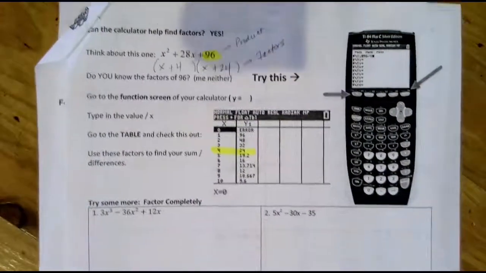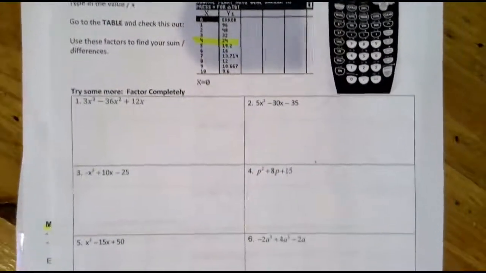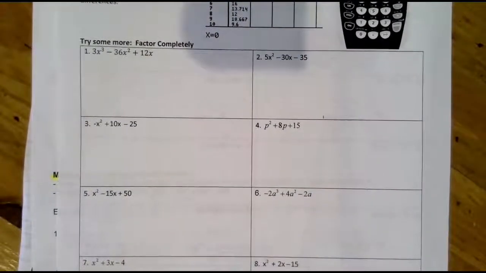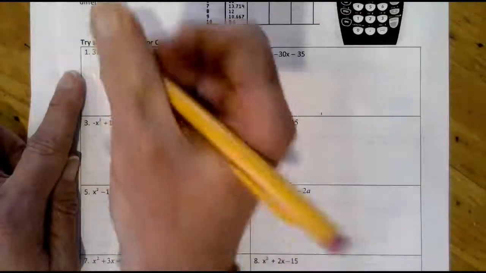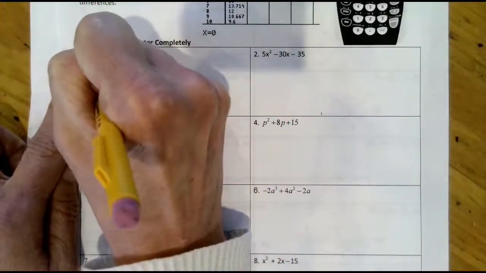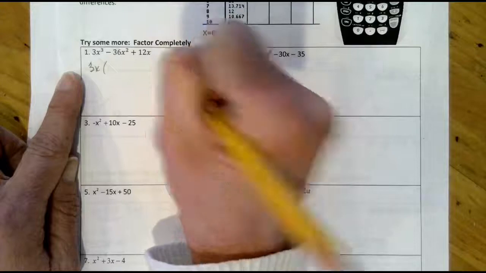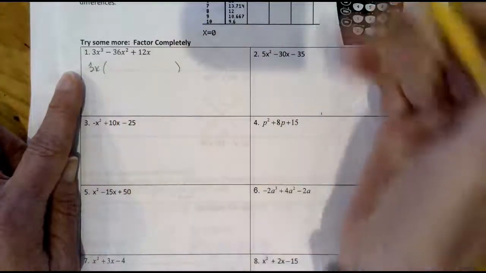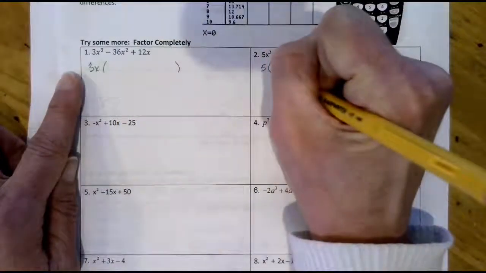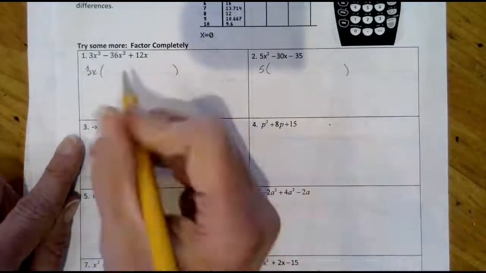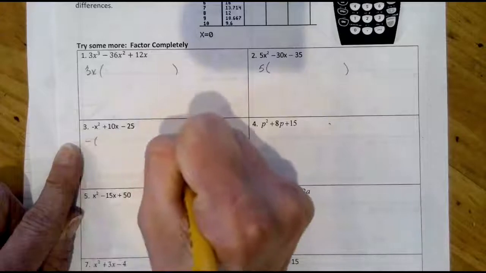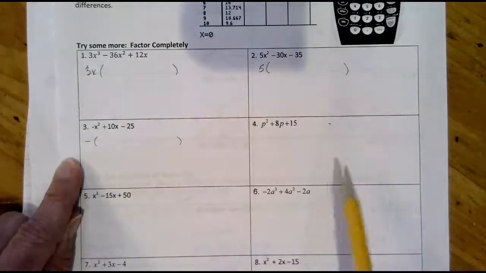All right, so you've got a bunch to try. We gave you a number of them. Look for greatest common factors that can come out. I know that a 3 and an x can come out of this one before I factor, and I know a 5 can come out of this one before I factor. Take a negative out of this one before you factor.